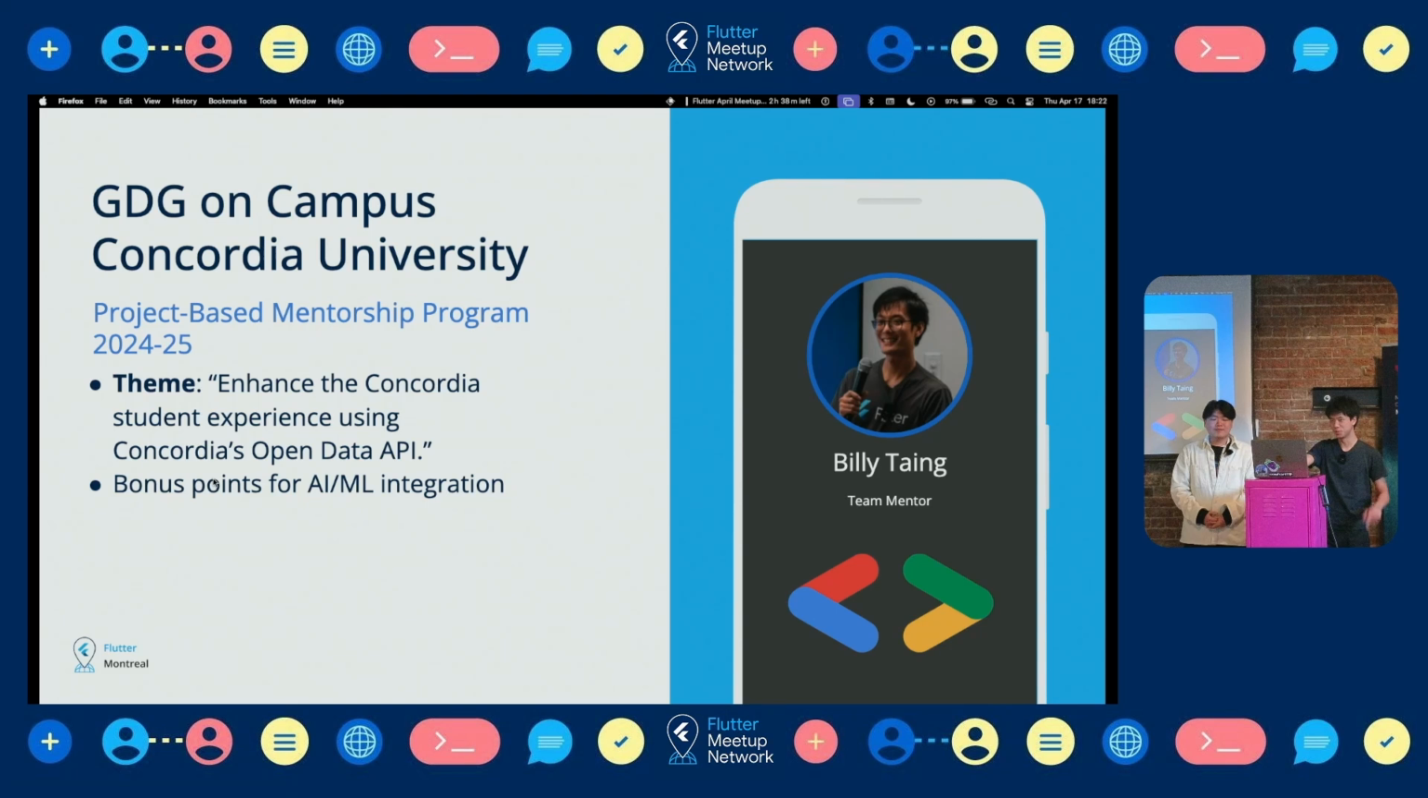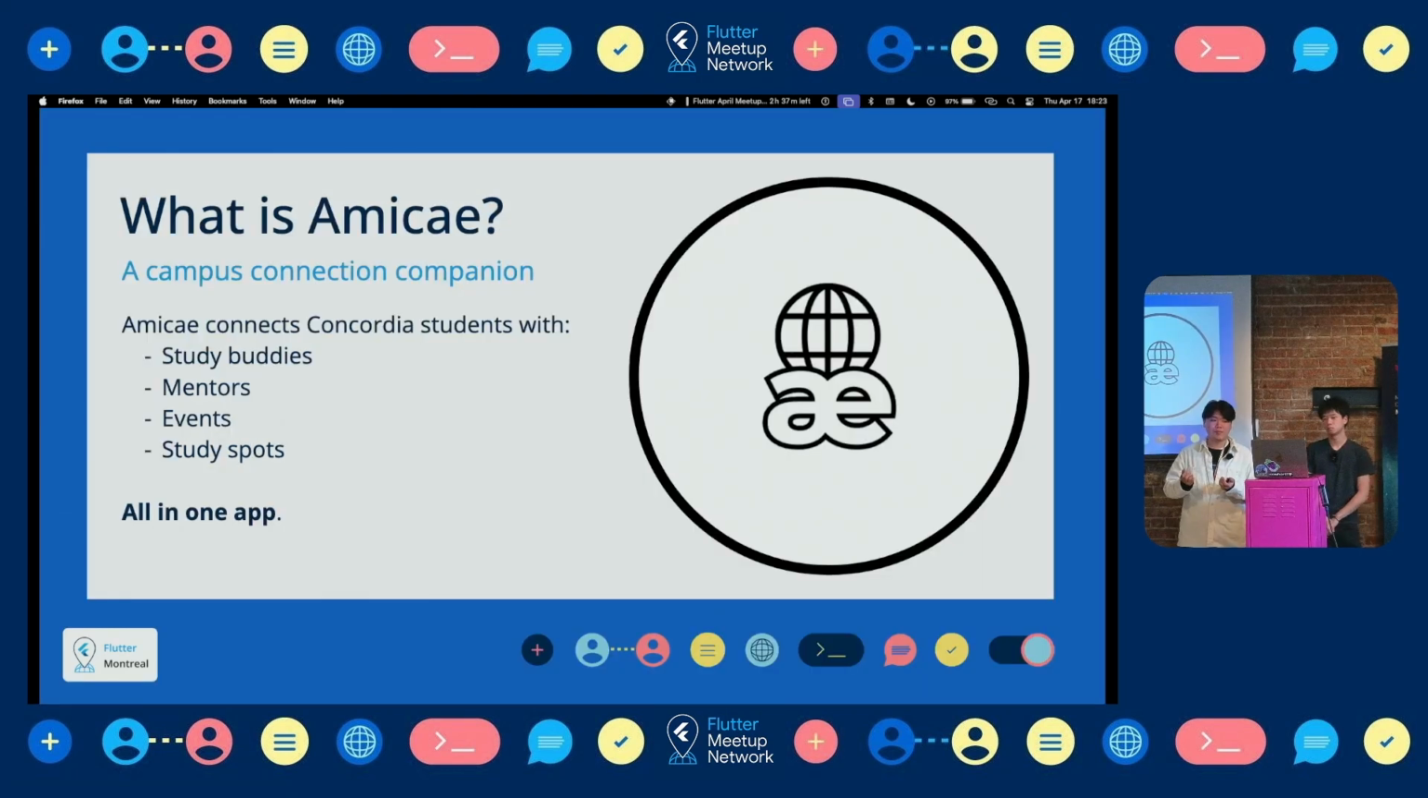Okay, so first of all, what's Amica? When I first heard this name, I had absolutely no idea what this was, except that it means ami, it means friends. So it's an app that we came up with from that specific idea, as a campus connections companion app. We want to connect Amica, Concordia students, with study buddies, mentors, and promote events and study spots around the campus, all in that one app.